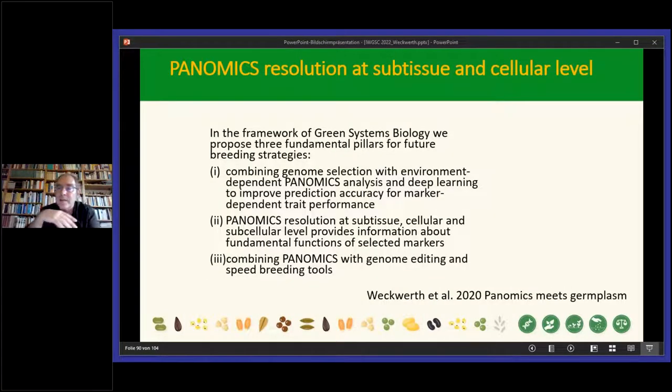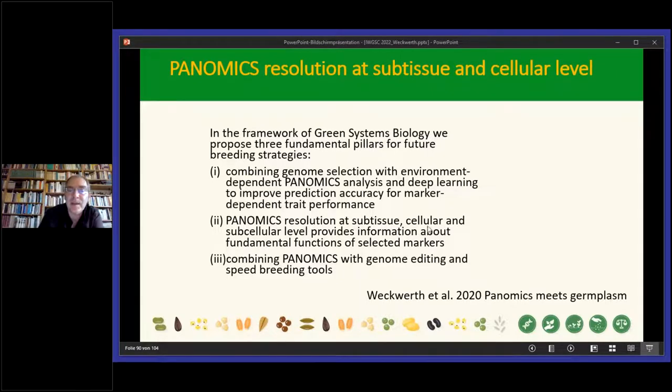So in the last minutes, I present you some other aspects of the PANOMICS platform resolution on subtissue and cellular level. In the framework of green systems biology, we proposed strategies for future breeding. First, we said combining genome selection with environment-dependent PANOMICS platform and deep learning platform would improve the prediction accuracy for market-dependent trait performance. This is something we are testing at the moment.